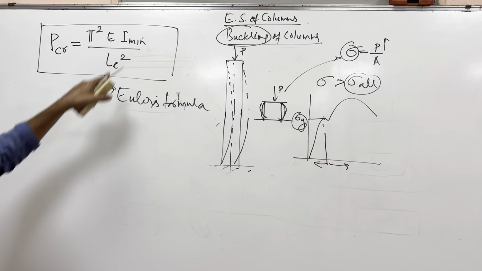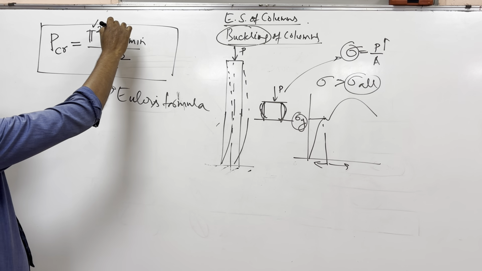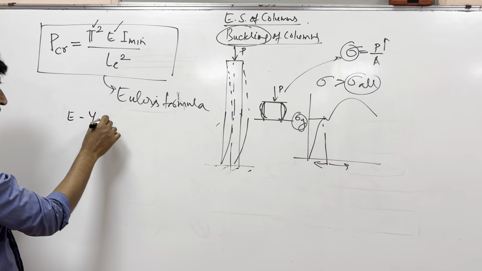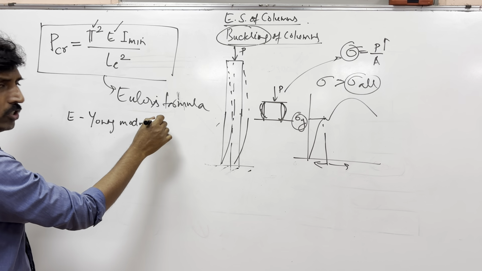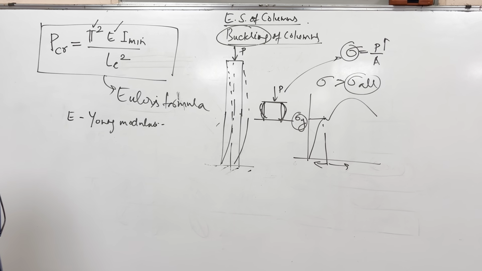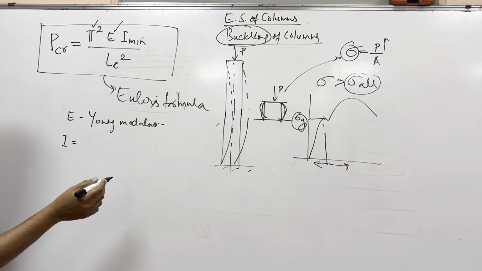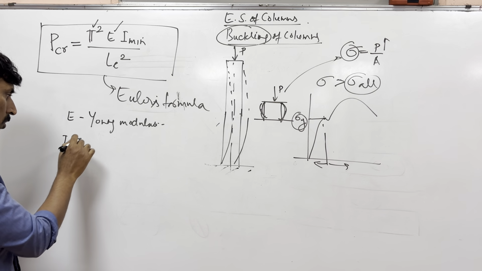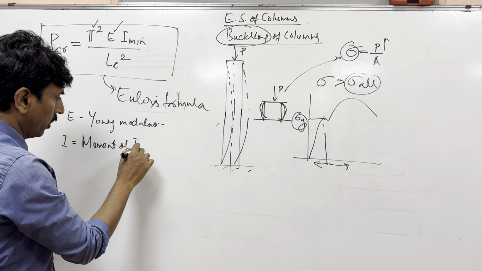Now in this, everybody knows pi, it's a constant. Do you know E? E stands for Young's modulus. It will be like 200 GPa or something for steel. For copper it will be 100 GPa. Now everybody knows I, no? What is I? Moment of inertia. For rectangular sections it is BD cube by 12.